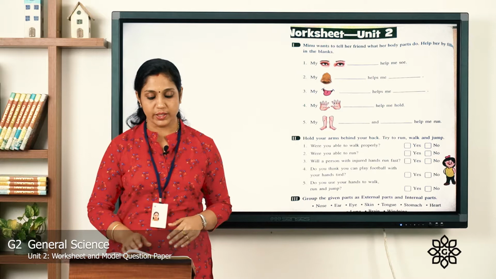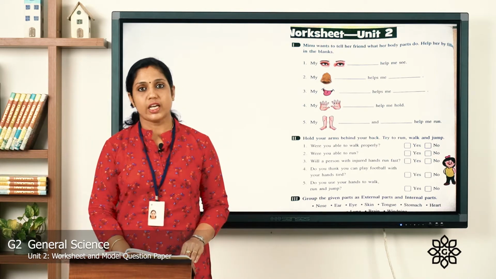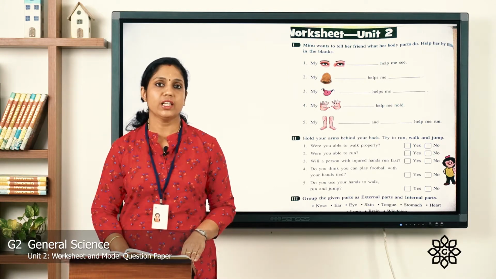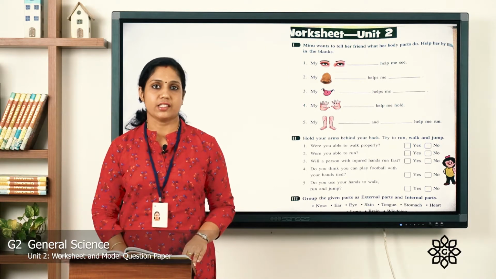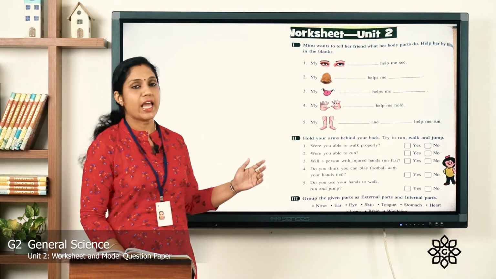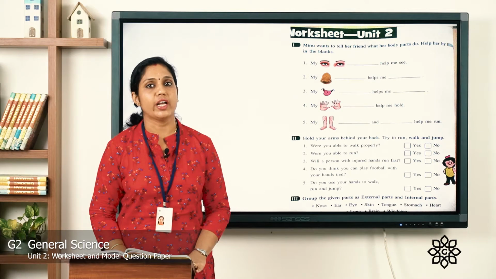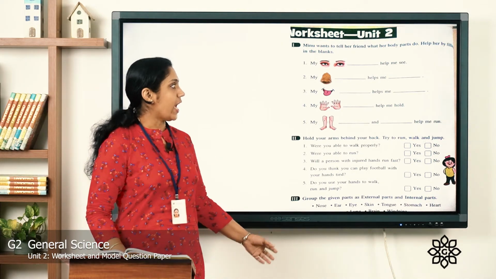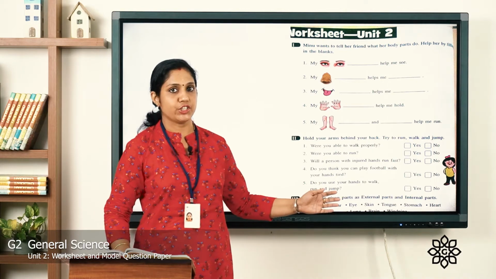The first question, Minu wants to tell her friend what her body parts do. Help her by filling in the blanks. So you can fill in the blanks in the text itself. So what's the first question? My dash help me see. In the blank you have to write what helps you to see. Second, my dash helps me dash.